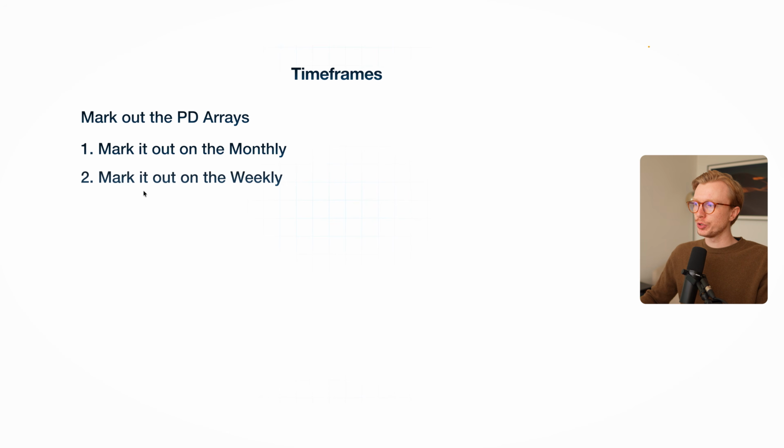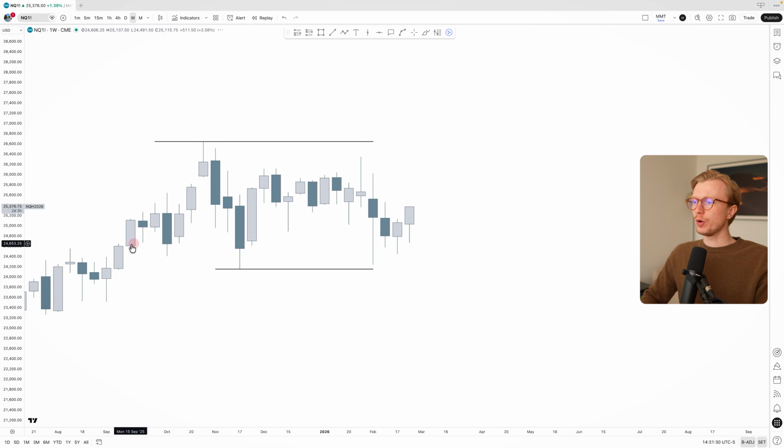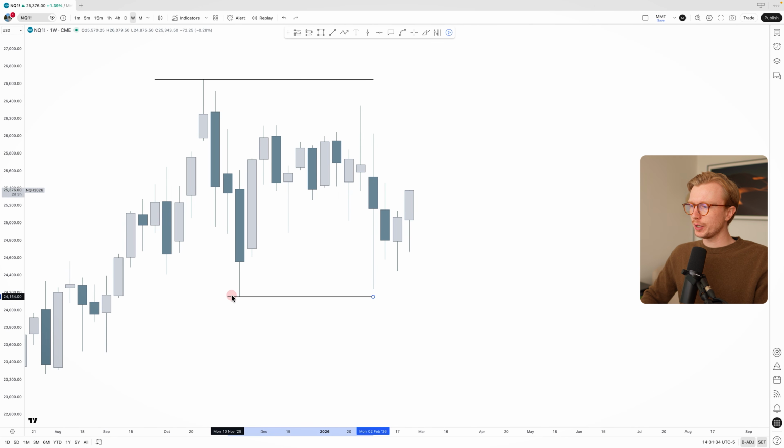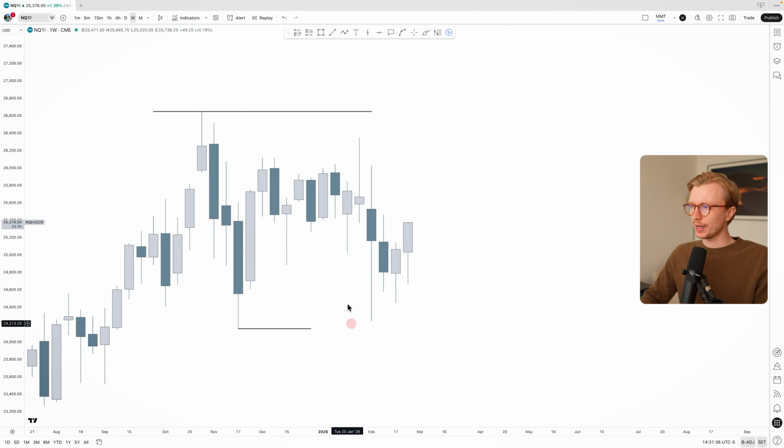Next thing you want to do, so number 2, is mark it out on the weekly. So mark out the PDAs on the weekly time frame. So we're going down one time frame right here into the weekly time frame to now mark it out on the weekly time frame right there.